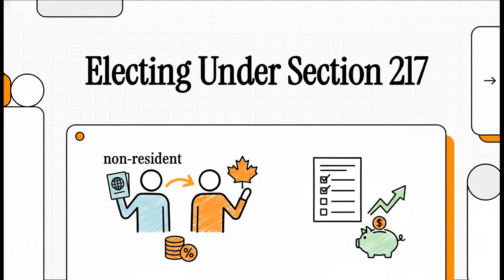All right, class, welcome. Today, we're diving into a really powerful tool that you'll definitely encounter in your careers. It's the Section 217 election for non-residents. Now, getting this right can mean the difference between a client overpaying their taxes and you getting them a really nice, unexpected refund. So let's break down exactly how this whole thing works.